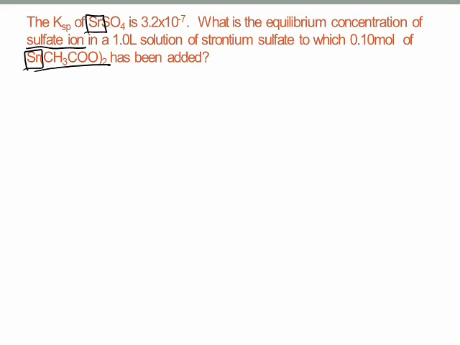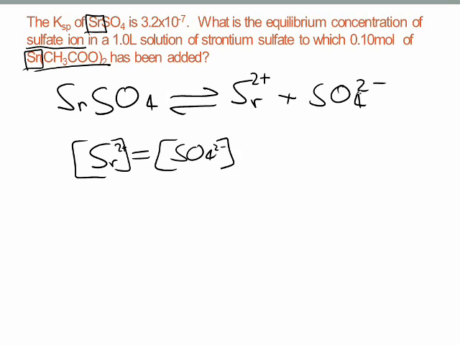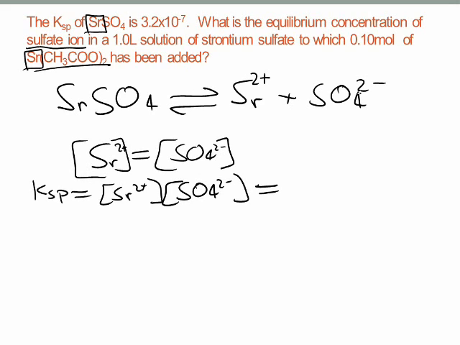First we're going to write out the equation. We have strontium sulfate. Equilibrium will go to strontium plus sulfate. Sulfate is 2 minus, that will be 2 plus. Now at equilibrium, strontium is equal to sulfate, so those concentrations will be the same. Then we can write the Ksp is equal to the concentration of strontium multiplied by the concentration of sulfate, which is equal to 3.2 times 10 to the minus 7.